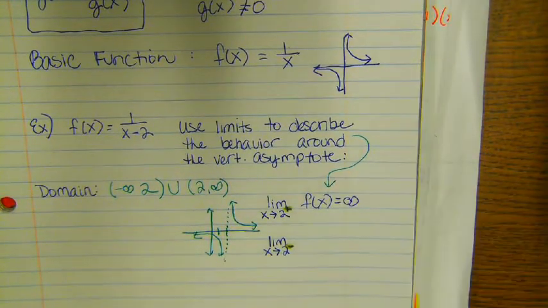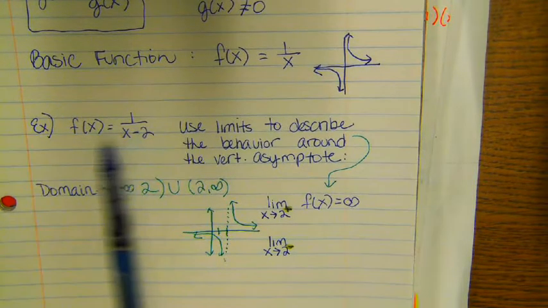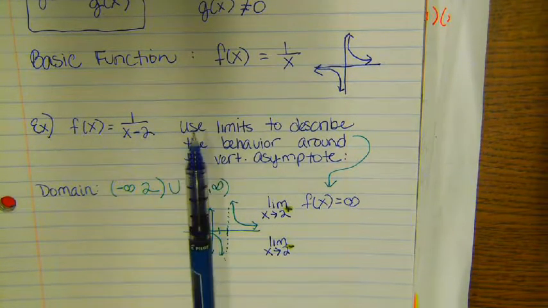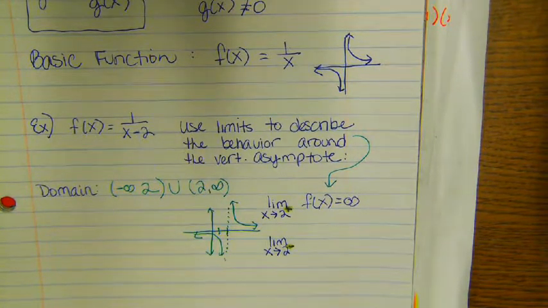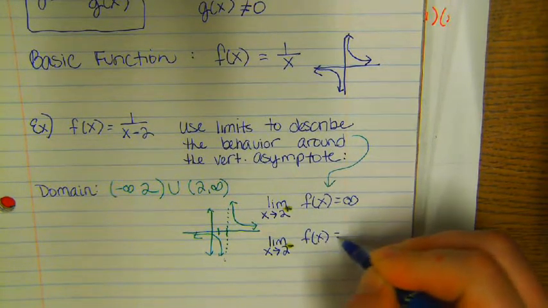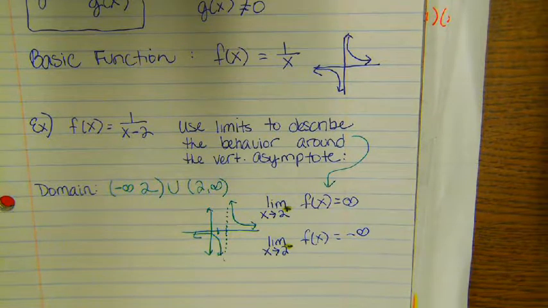Okay, how about from the left? Going down, so f of x is going to negative infinity. Okay, so that's how we describe the behavior around asymptotes. We do it from both sides and we use that little notation.